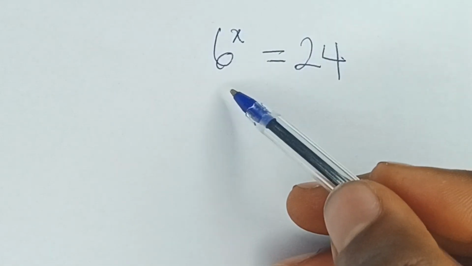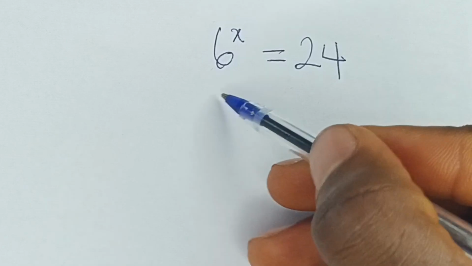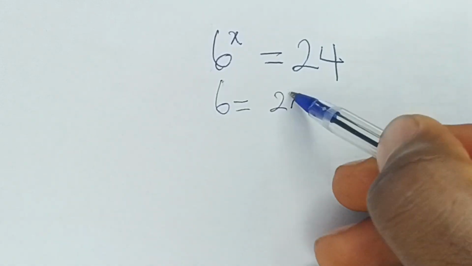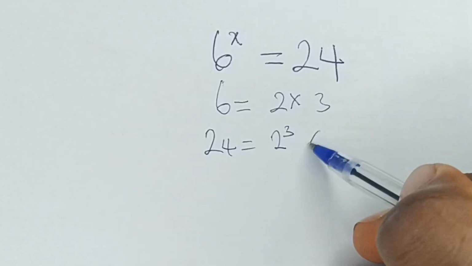Alright, let's solve this question together. It says 6 raised to power x equal to 24. How do we solve this? First thing we can say is that 6 is equal to 2 times 3 and 24 is equal to 2 raised to power 3 times 3.